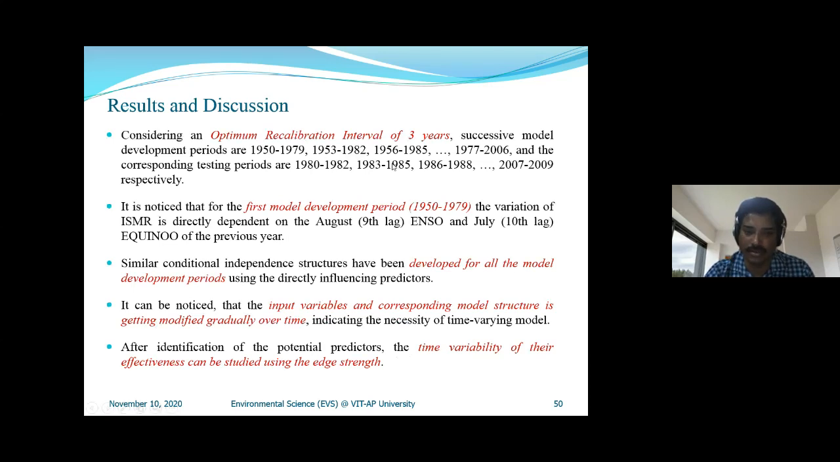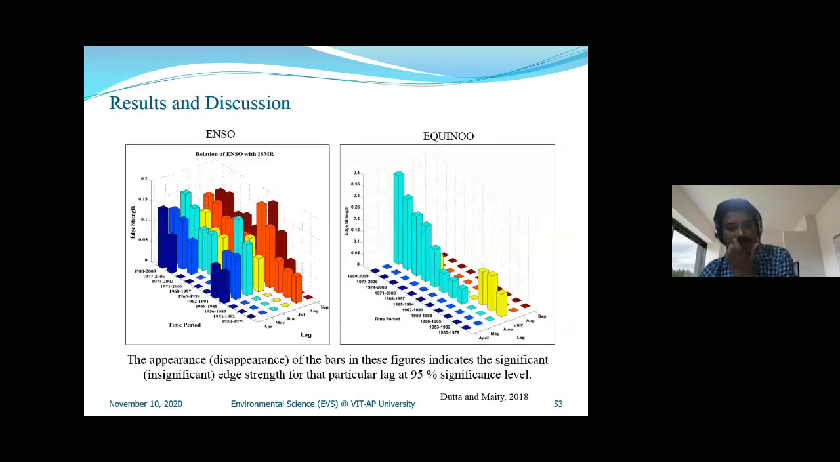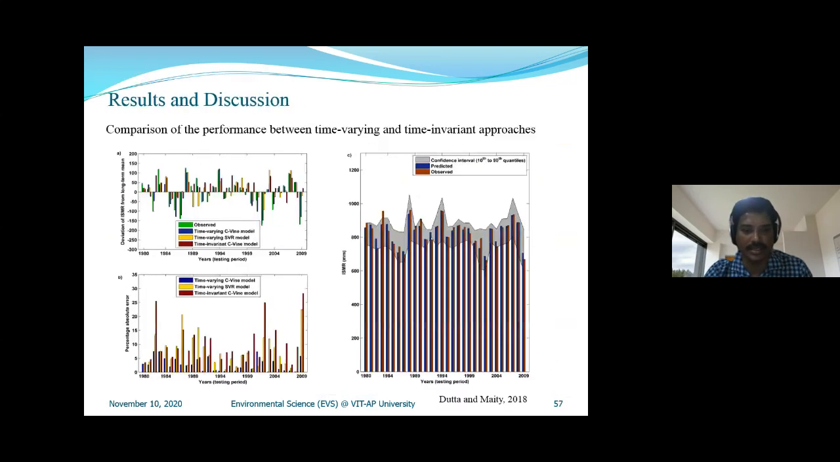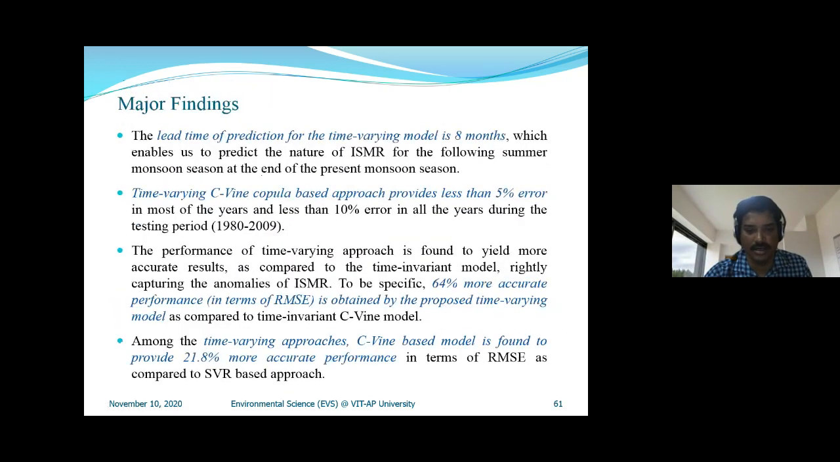If we use that concept or don't use that concept, what is the difference between the two? That has been shown in this slide, where you can see that if we use the time varying model, its performance is better, and it has been quantified also. To be specific, it is 64% more accurate performance. So as far as this Indian summer monsoon rainfall prediction is concerned, this is possible using the proposed time varying model.